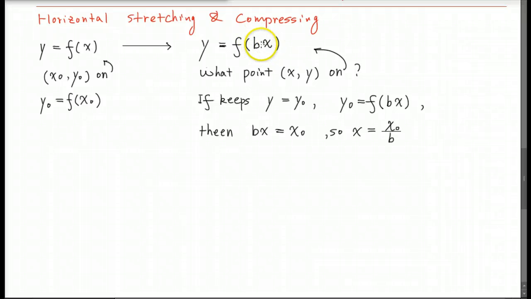Now b would be a number. It could be positive, negative, and its absolute value could be more than 1 or less than 1. And then take a look at what happens to the new point.